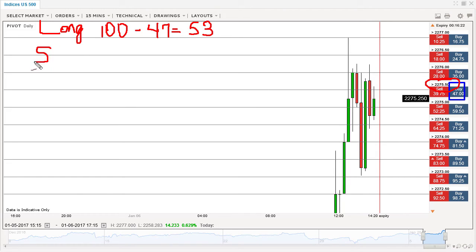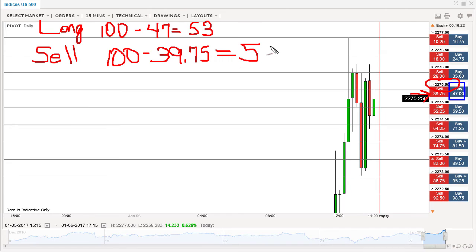When you sell or you go short, as it's often referred to, then your profit potential is the number that is displayed there, and your risk is 100 minus the premium right here, which is $39.75 or $59.25. When you sell, your profit potential is the number shown to sell. Your risk is 100 minus that premium price, which is this number right here.